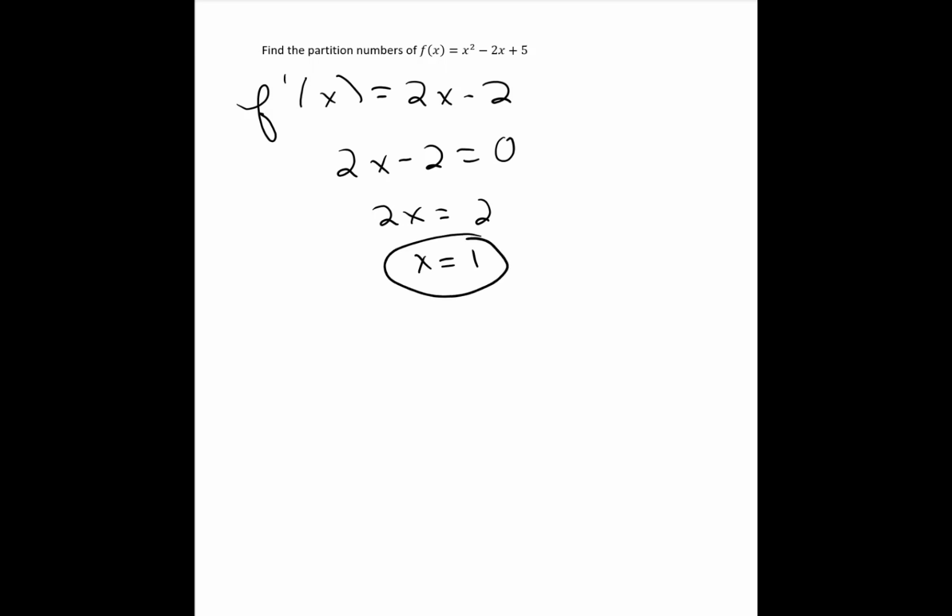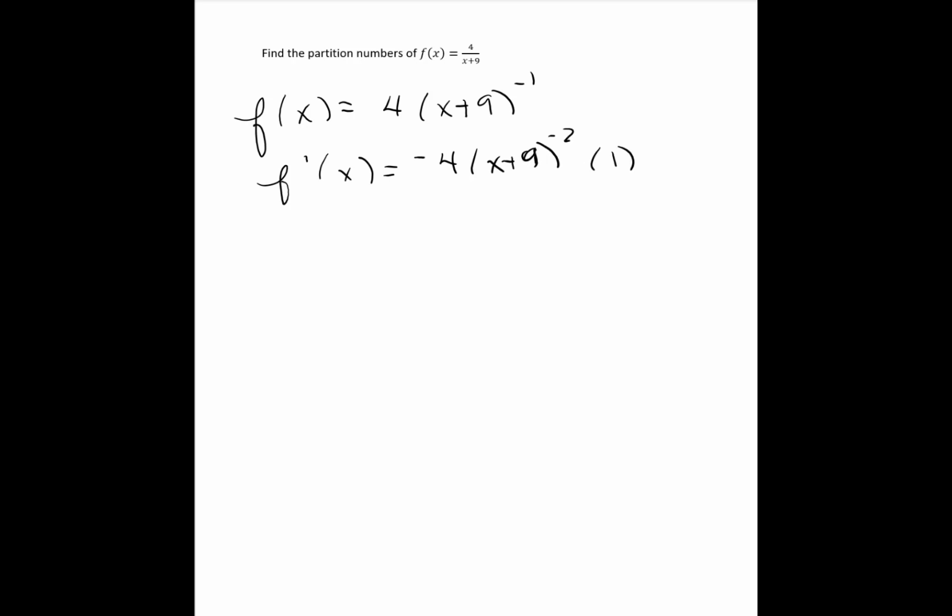So what you're going to get used to is you're going to take the derivative. That's not a surprise. Here's x squared minus 2x plus 5. Derivative is 2x minus 2. And our new thing is just set that equal to 0. 2x minus 2 is 0. Says 2x is 2. x is 1. So we have one partition number this time. There's not a place where 2x minus 2 is undefined.